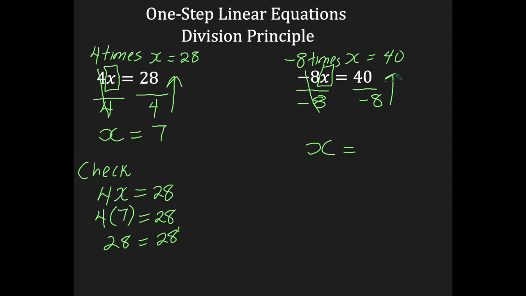And then again, divide, going to heaven. Remember, a negative going into a positive will give you a negative. And then 8 goes into 40 5 times. Your answer is negative 5.